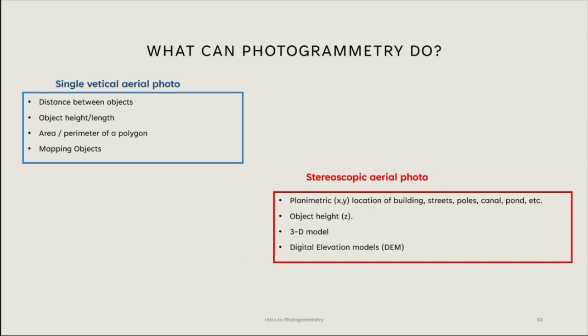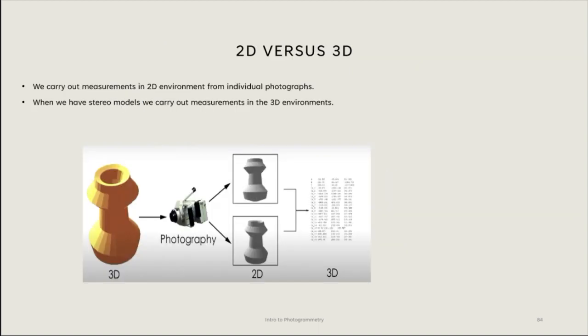So what can photogrammetry do? A single vertical aerial photograph is used many times, but in large projects, sometimes we use stereoscopic photographs. So with single vertical aerial photographs on the left in the blue square, we can figure out the distance between objects, the area and perimeter of a polygon, we can map objects, etc. But with stereoscopic aerial photos on the right in red, in the bottom right, you have two photos that have an overlapping region. And so then we can figure out the planimetric, but also the height. We can create a 3D model. The best example of a 3D model is the DEM, digital elevation model.